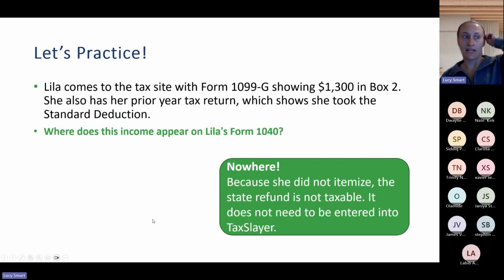That's exactly right. It's not going to be anywhere on her current year return because she did not itemize in the prior year. The state refund is not taxable. It does not need to be entered into TaxSlayer anywhere.